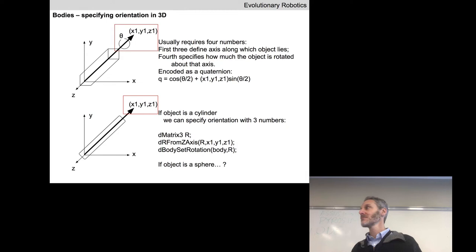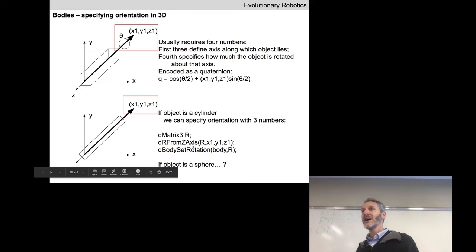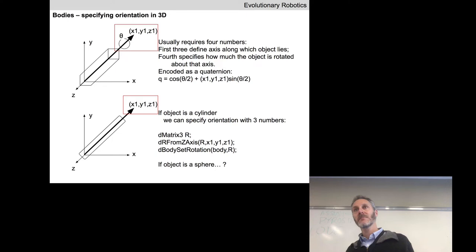Make sense? Okay. What about objects that are spheres? Rotation doesn't matter. They're rotation invariant, right? It doesn't matter what the orientation is. So when you specify the orientation in PyroSim, we hide this fourth element from you, and there's an actual call underneath in ODE, which says how to align that object along vector x1, y1, and z1. Okay, so that's mass properties, position, and orientation.